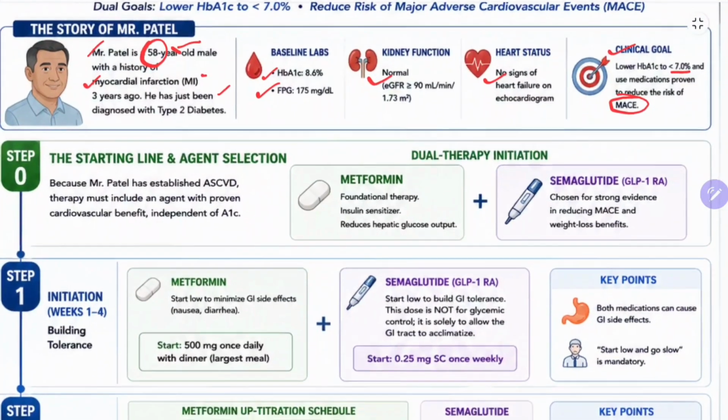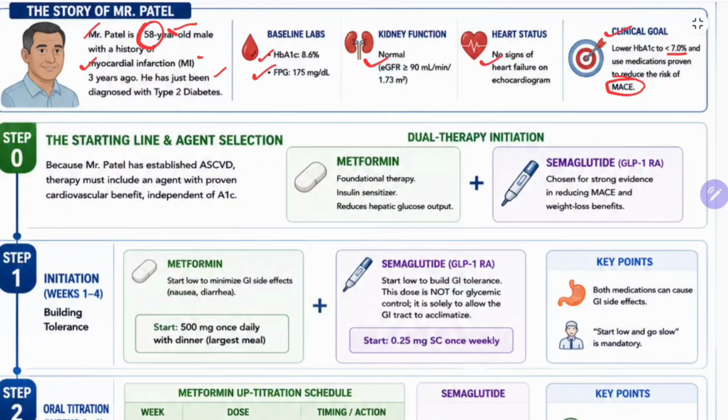Now how will we start the medication? Again here, the value is 8.6%, more than 7.5%, more than 7%. So he will require a combination therapy because he has a comorbidity of MI. Because Mr. Patel has established atherosclerotic cardiovascular disease, therapy must include an agent with proven cardiovascular benefit independent of HbA1c. Metformin with semaglutide. Metformin is an insulin sensitizer which reduces hepatic glucose output. Semaglutide is chosen for strong evidence in reducing mortality associated with cardiovascular events and weight loss benefits.